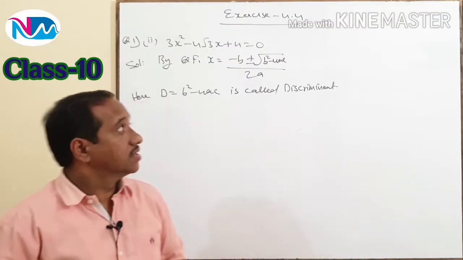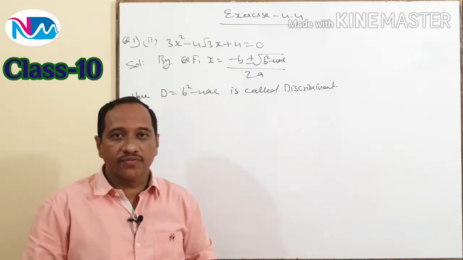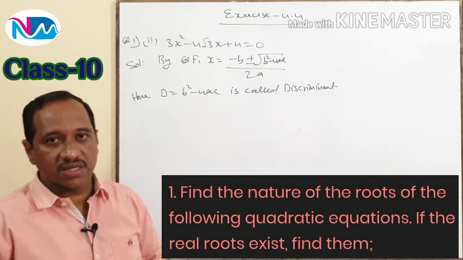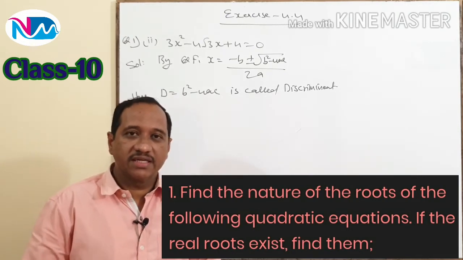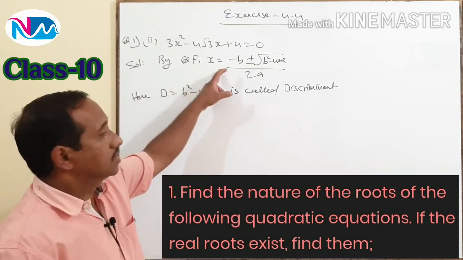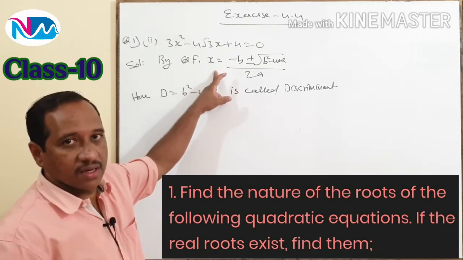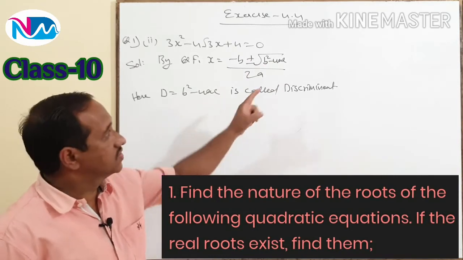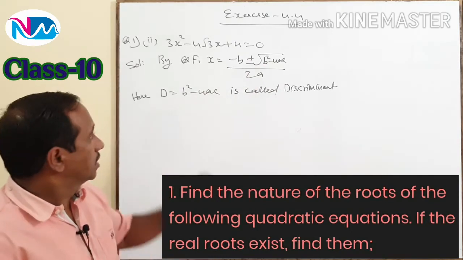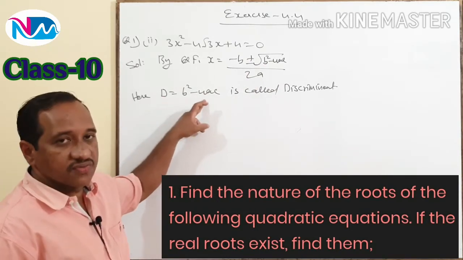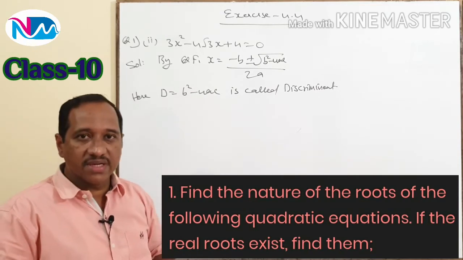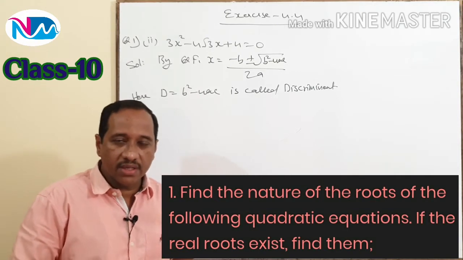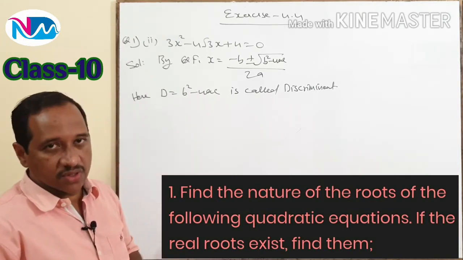The next exercise is Exercise 4.4. This is based on the nature of the roots of a quadratic equation. We know that by using the quadratic formula, the values of x are given by minus b plus or minus root of b square minus 4ac whole divided by 2a. Here, b square minus 4ac is called a discriminant, denoted by D. Depending on the value of D, we can predict the nature of the roots.